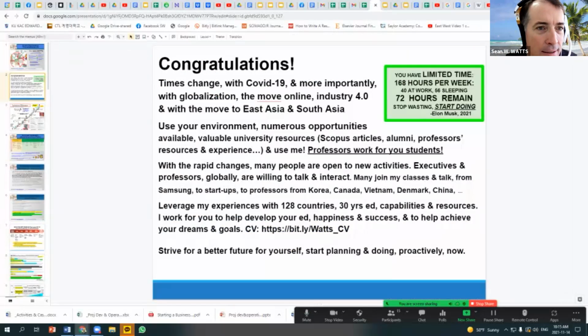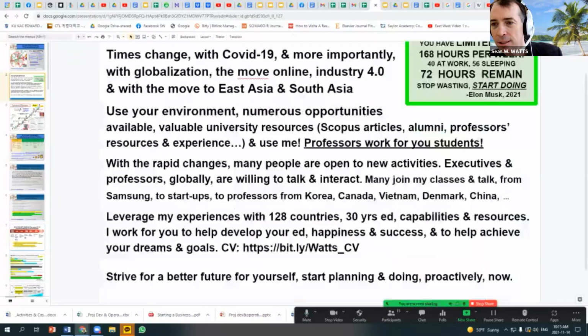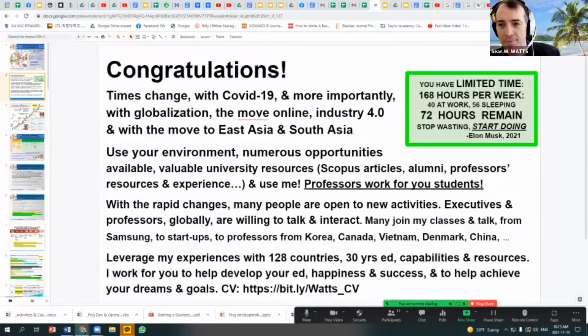Can you guys see this screen here? I'm trying to show this top green box.